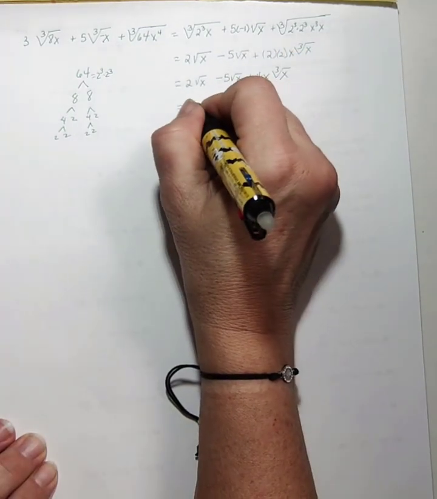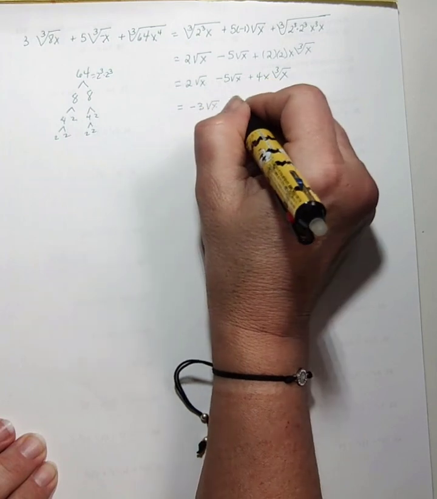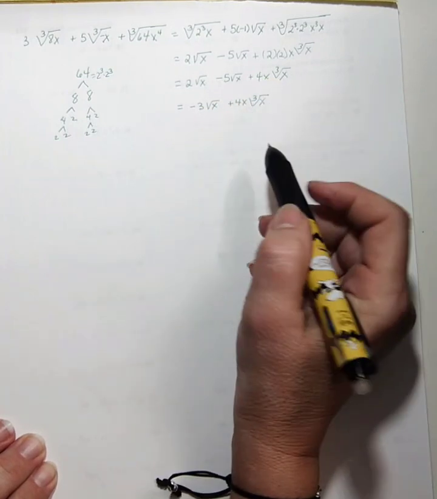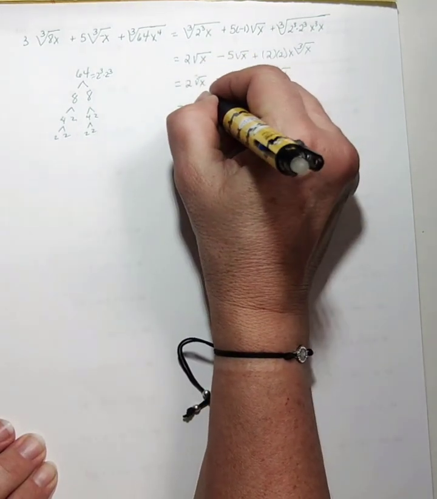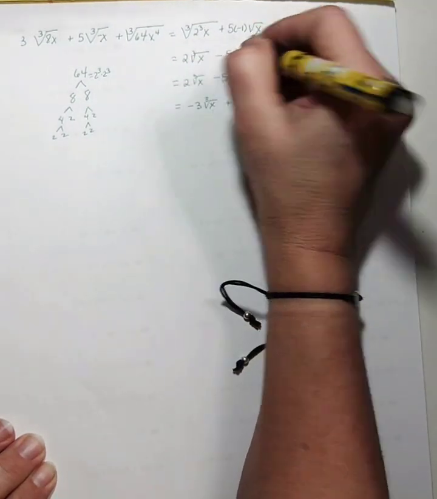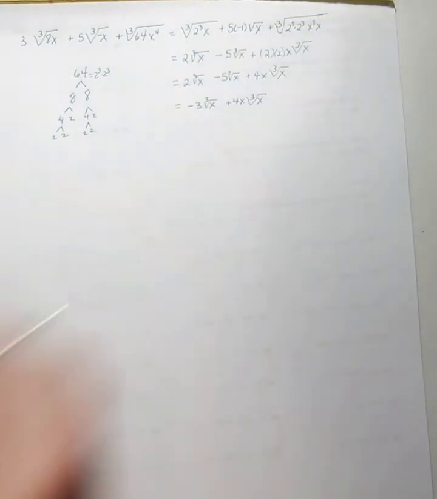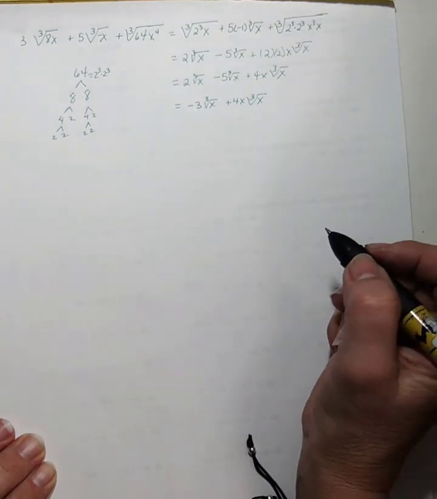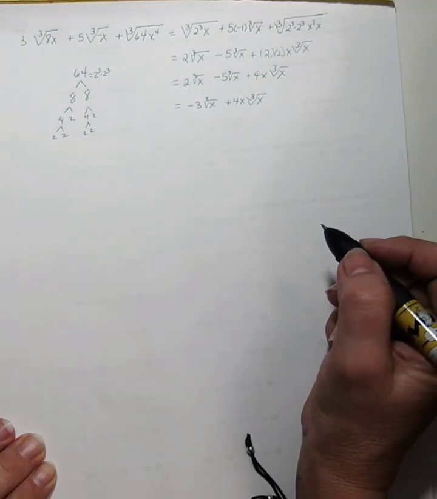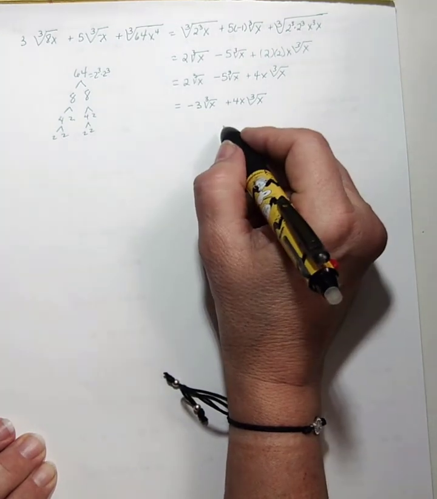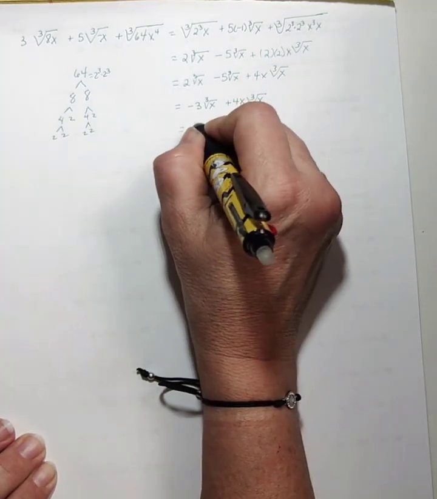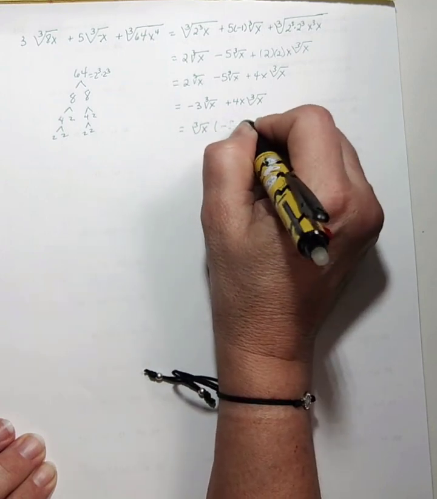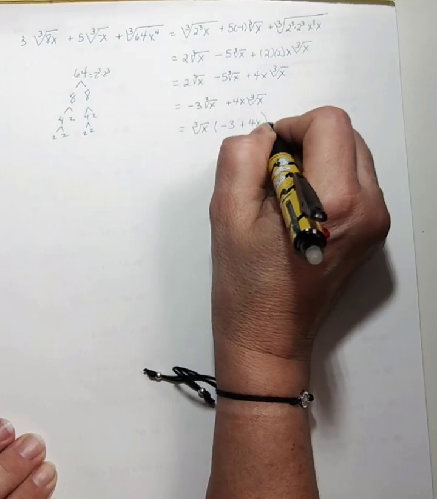So this would give me -3 cube root of x plus 4x times the cube root of x. I didn't mean to drop off the 3's in here. And if I take a cube root of x out of here, I'd have -3 plus 4x.